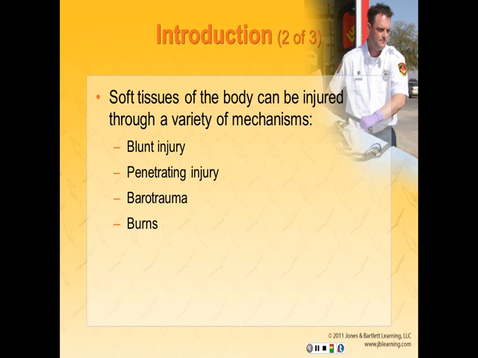The soft tissues of the body can be injured through a variety of mechanisms. These include blunt injuries, which occur when the energy exchange between the patient and an object is more than the tissues can tolerate. Penetrating injuries occur when an object breaks through the skin and enters the body. Barotrauma injuries occur from sudden or extreme changes in air pressure, and burns may also result in soft tissue injury.